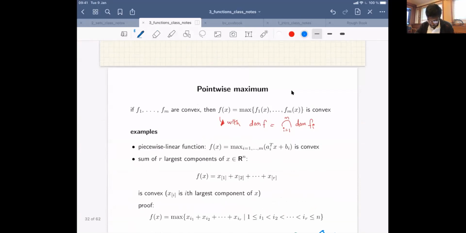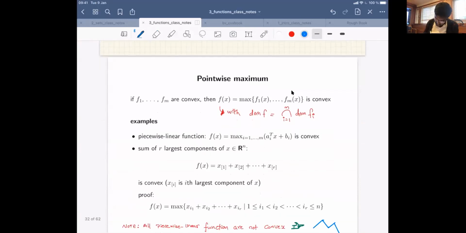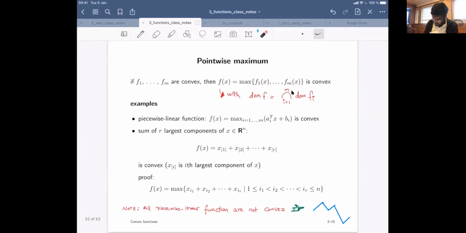Now the next one is pointwise maximum. So what is this? I have a function f. How am I defining the function at any value of x, for example x0? It is the maximum of m different functions f1 to fm. I evaluate the values of these functions at the same point x, and I take the maximum. So this is pointwise maximum. At each point x, I do this. Then the domain of f has to be the intersection of all the domains.